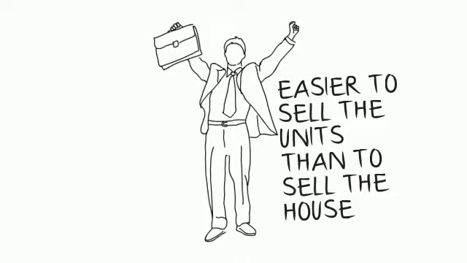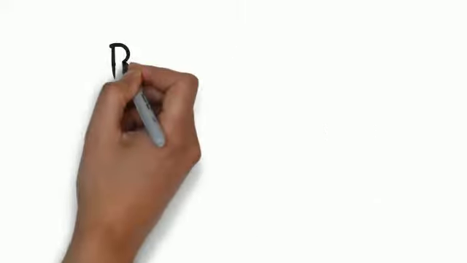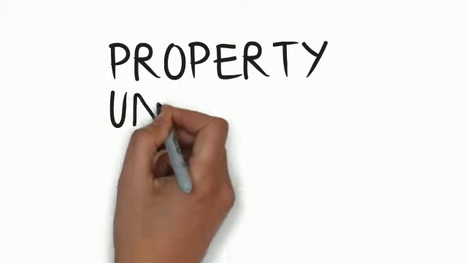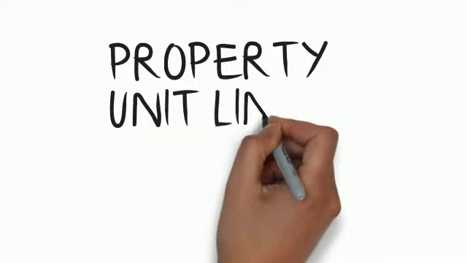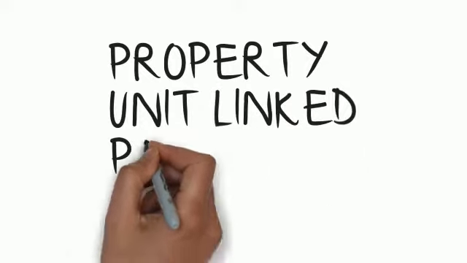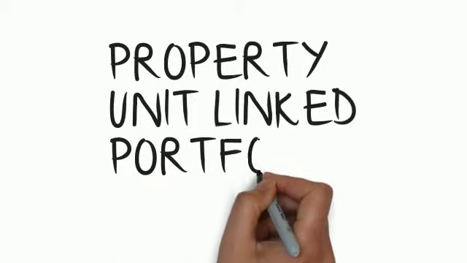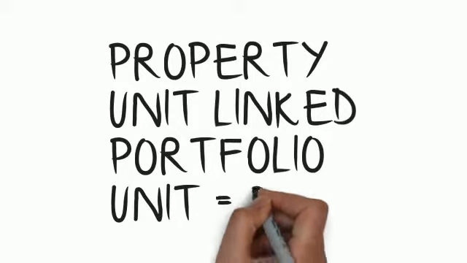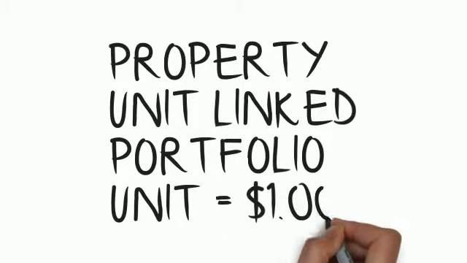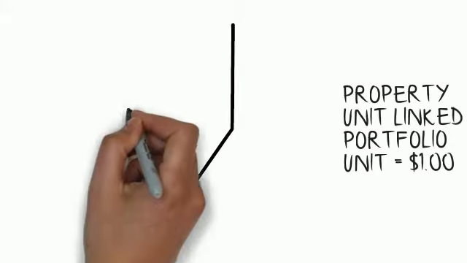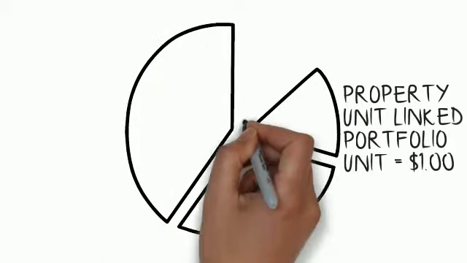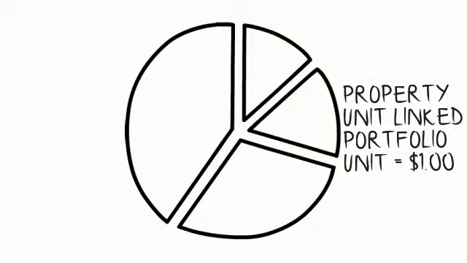Now, it is important to understand the relationship between the price of the house and the price of the units. In other words, if the price of the house goes up, then the price of units also goes up. If the price of house goes up by 20%, then the price of units goes up by 20%. The underlying price of units goes up by 20%. So if the price of the house doubles, then the price of units also doubles, the underlying price of units.